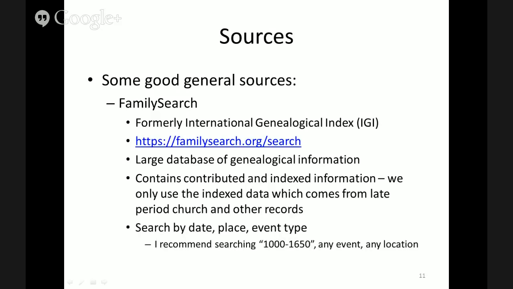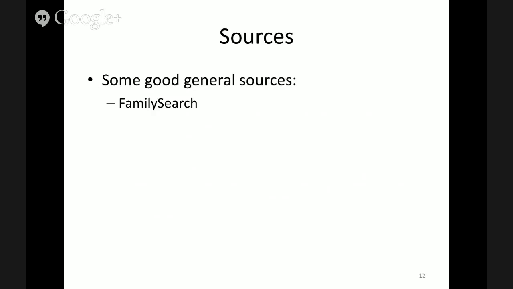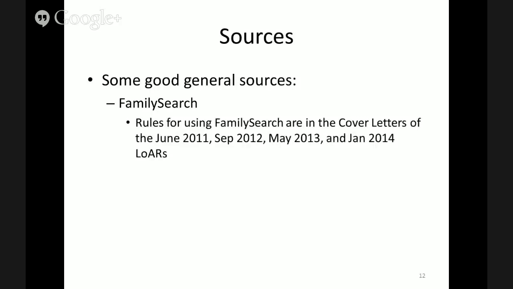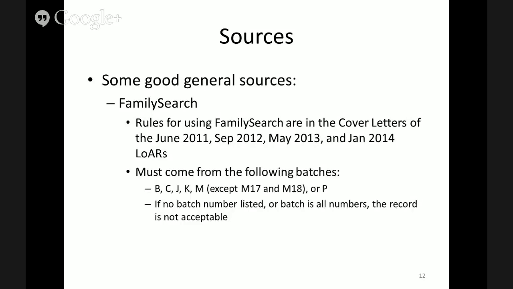Okay. And you can search by date, by place, by event type. Usually I search for the time period 1000 to 1650, any event, any location, and then go through there. There are a lot of rules on how to use it, because certain things are okay, certain things are not. They're covered in the cover letters that I've listed there. But the important thing is they have to have what's called a batch number, and that batch number has to start with BC, JK, M, or P, except M17 and M18. So anything that has one of those batch numbers is okay. If it doesn't have a batch number at all, or the batch number is all numbers, then that's no good.